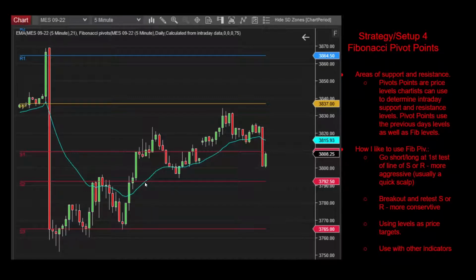I also use this as a way to combine it with other indicators. Let's say we're approaching the pivot point right here and I'm getting some sell alerts on my exhaustion strategy. That gives me more confidence to take this trade because we're approaching resistance and I'm getting signals that it's getting exhausted. In any case, I wanted to give you some examples.